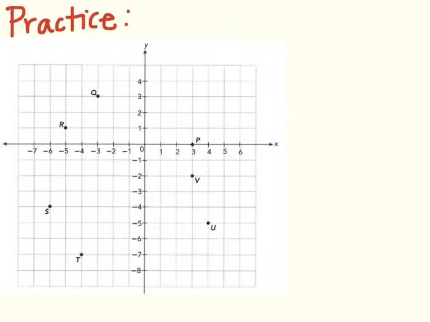Now try this on your own. For the given coordinate plane, give the coordinates of points P, Q, R, S, T, U, and V. Also, please indicate in which quadrant each point is located. You do not need to copy down this coordinate plane. Simply write the ordered pair and the location of each point.